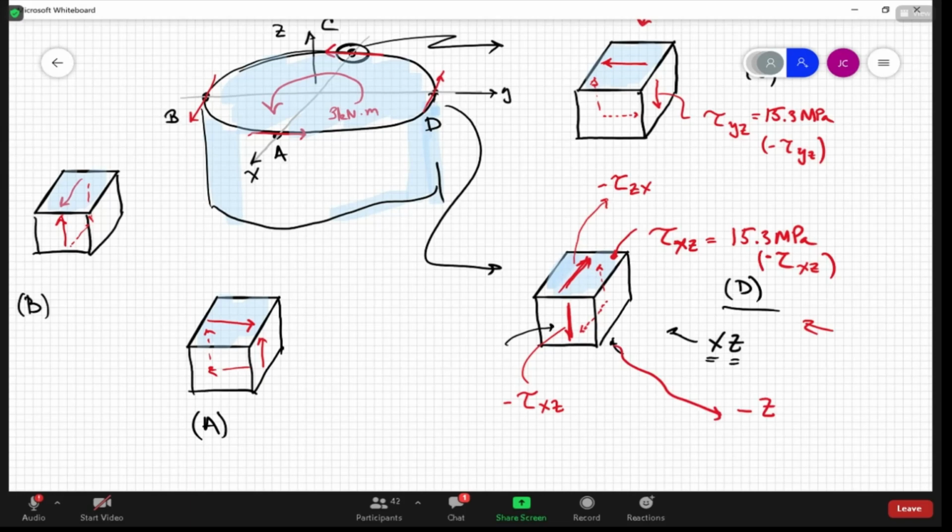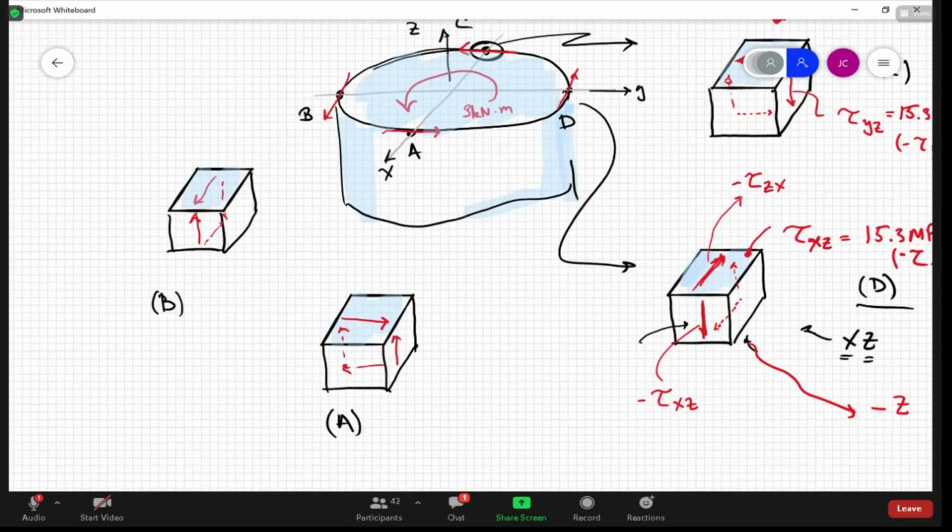All right, let's talk about, so here's that question. Okay, point B. This is point B, right? This is clearly a tau XZ. It acts in the XZ plane. The way I've drawn that there, is that a positive or a negative XZ shear stress?